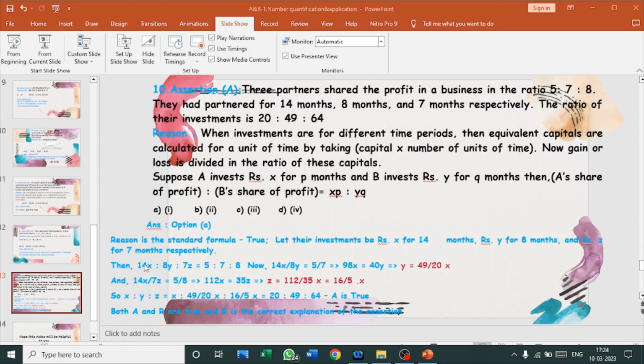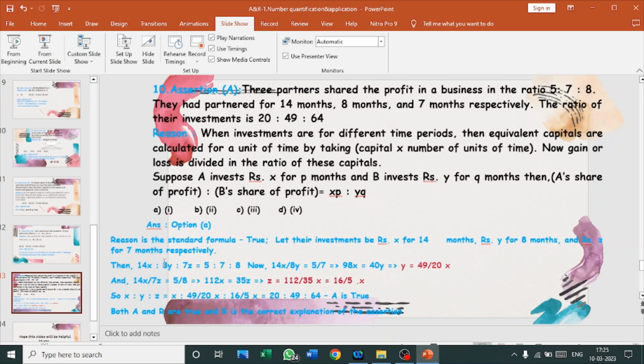So we are taking the profit. It is given 14 months, 8 months and 7 months. First person has invested for 14 months. The amount invested is X. So 14X here we mention. Same way, the second person invested for 8 months and the investment is Y. So 8Y. Third person invested Z amount for 7 months. So the investment is 7Z. So in the same ratio only the profit will be shared. So the given profit is 5:7:8.